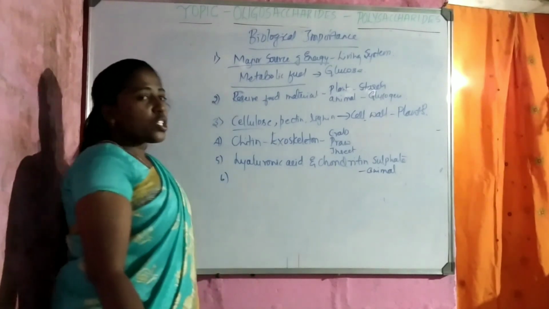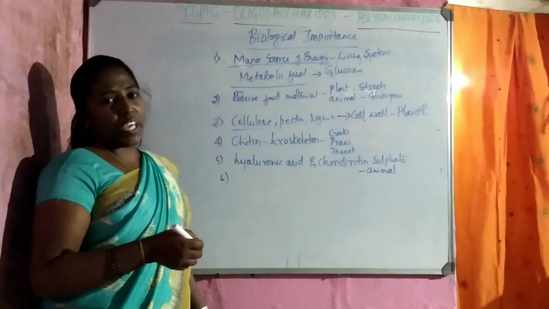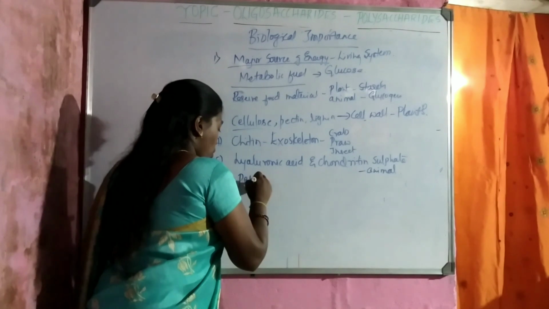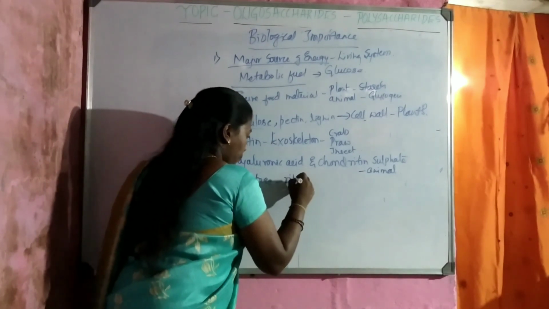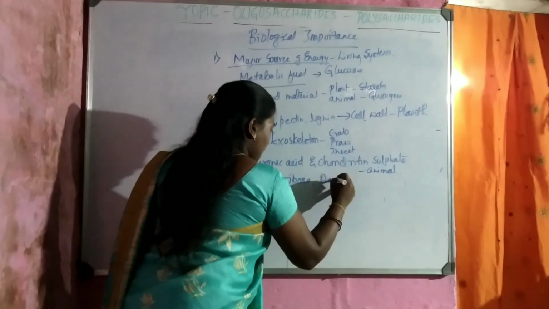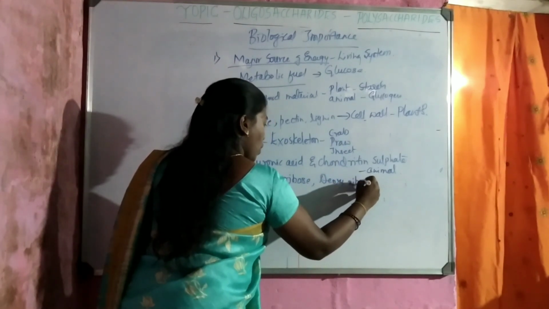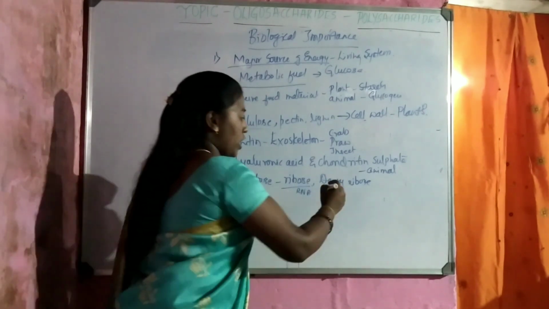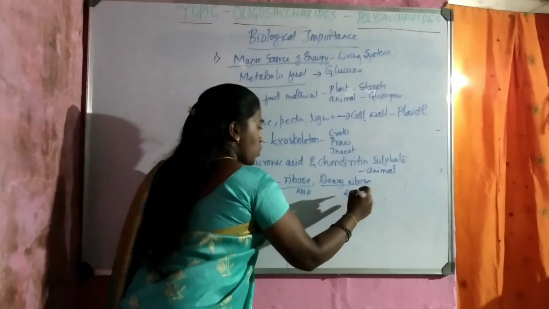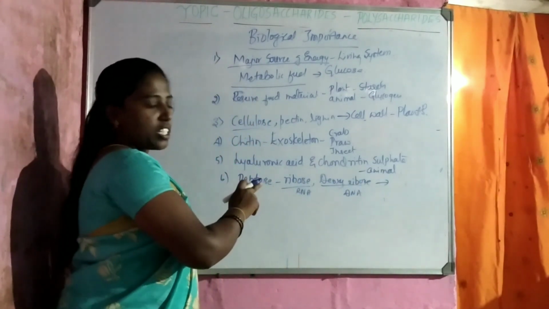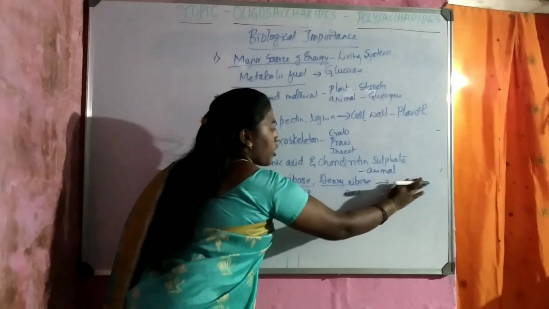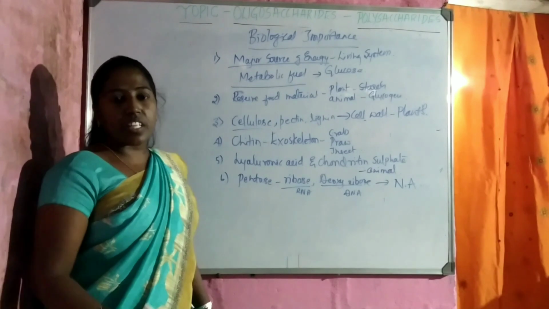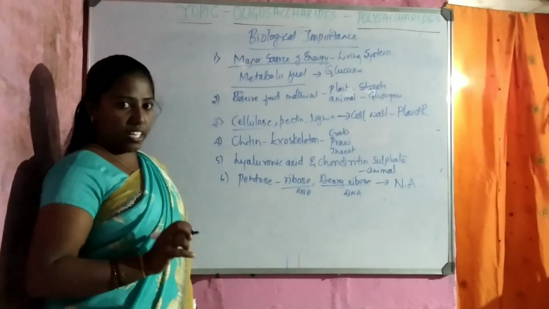Then we have studied even about the pentoses. In pentose we have ribose and deoxyribose. We know that ribose is found where? It is found in case of RNA. Deoxyribose is a pentose sugar in case of DNA. Pentose is a type of monosaccharide. They form a part of nucleic acids, which act as the genetic material in most of the living organisms.